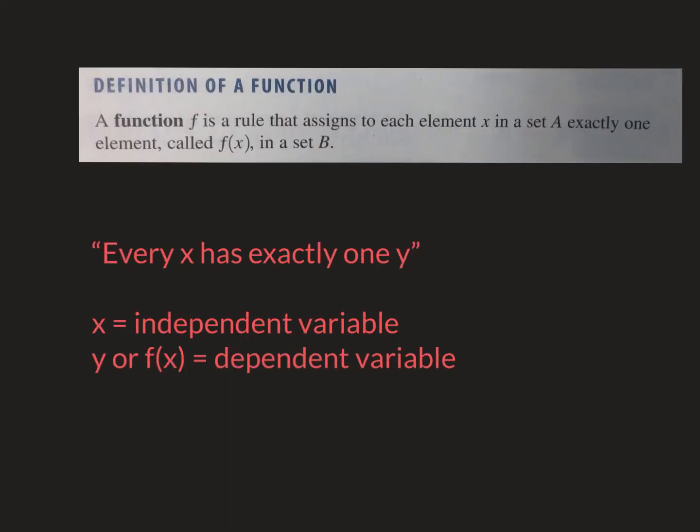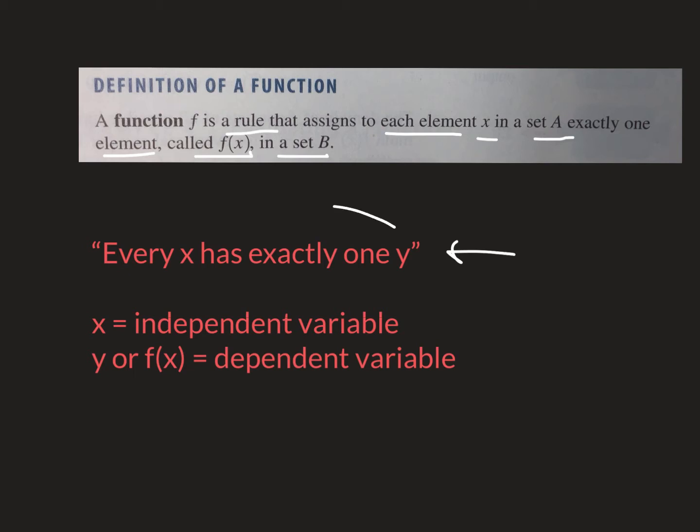Now in math, we think about it this way. Here's the real math rule. A function is a rule, which is an equation, that assigns each element x in a set A exactly one element called f of x. F of x is a fancy notation for y in a set B. In more plain language, every x has exactly one y assigned to it. Every x has exactly one y.